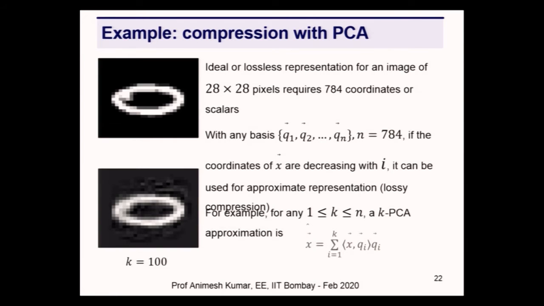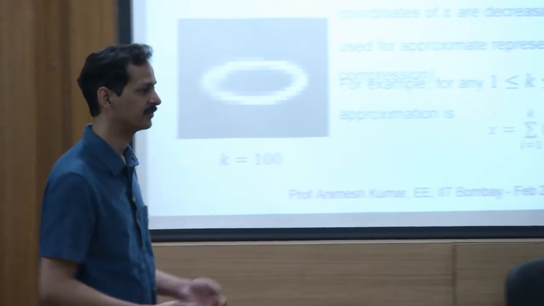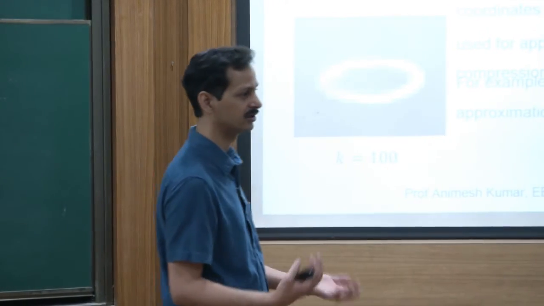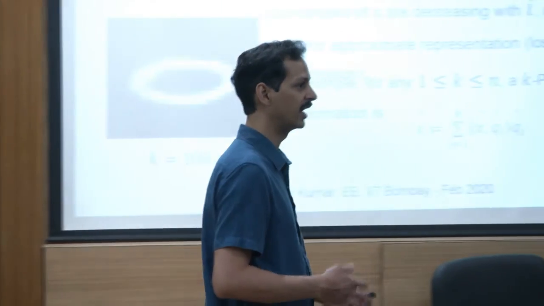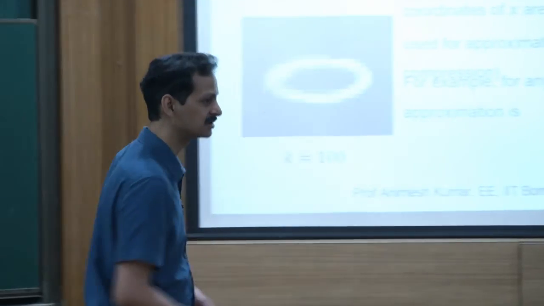There is no other way around it. But let's say I'm willing to sacrifice half of the coordinates. So if I'm willing to, let's say, do 392 point representation, can I do it? And if yes, then how much error will I have? So those kind of things are answered by PCA.